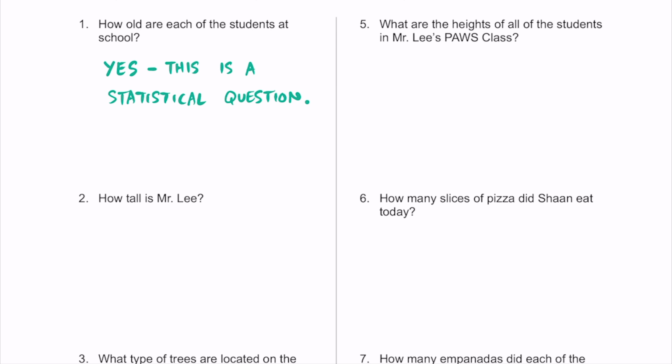Now for number two, we have the question, how tall is Mr. Lee? This particular question does not allow for any varying responses, so we're going to say no. Because there is only one possible answer for this question, this is not a statistical question.